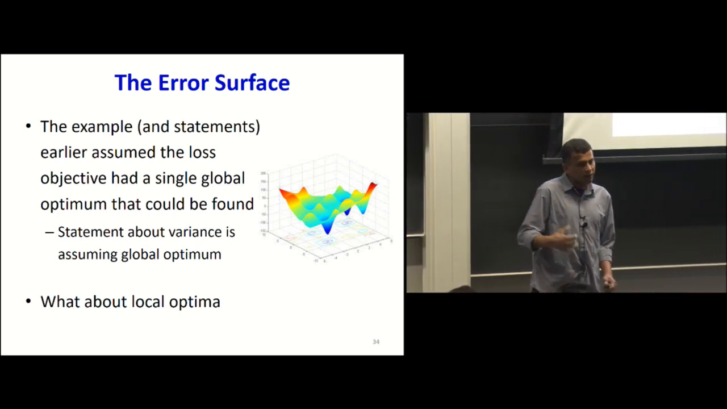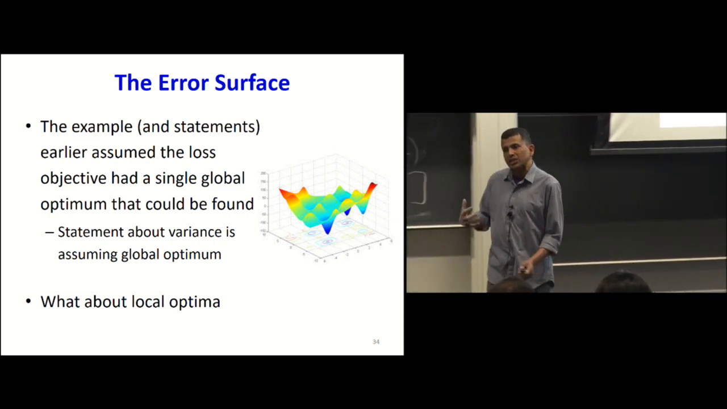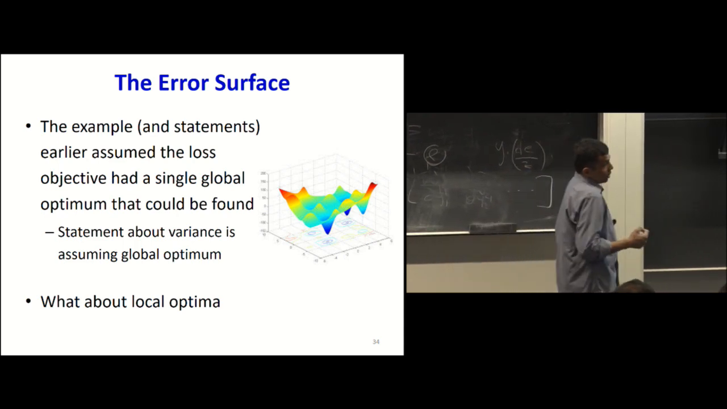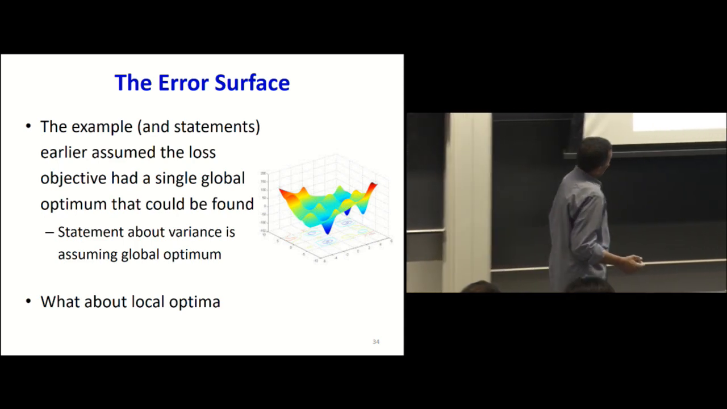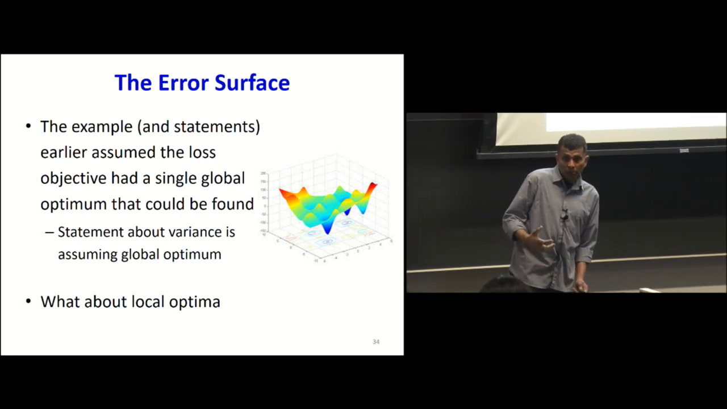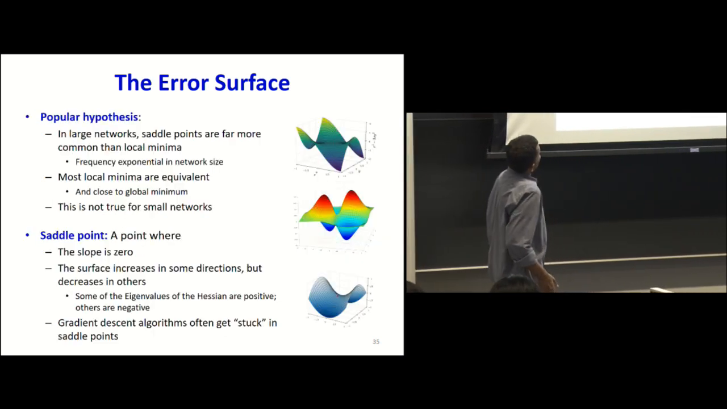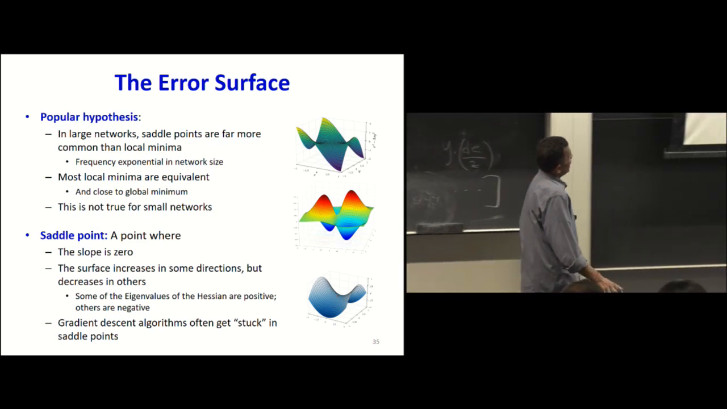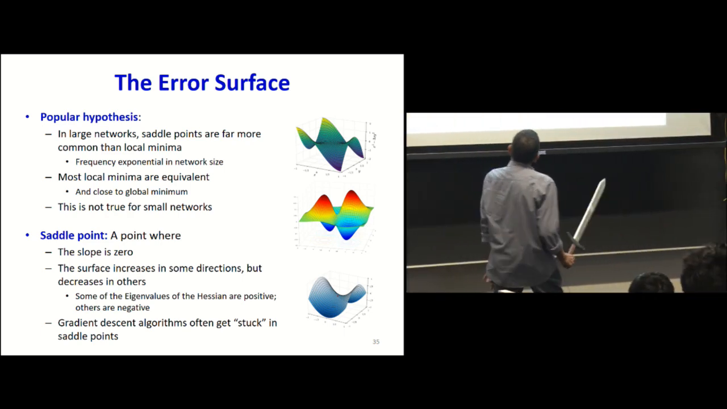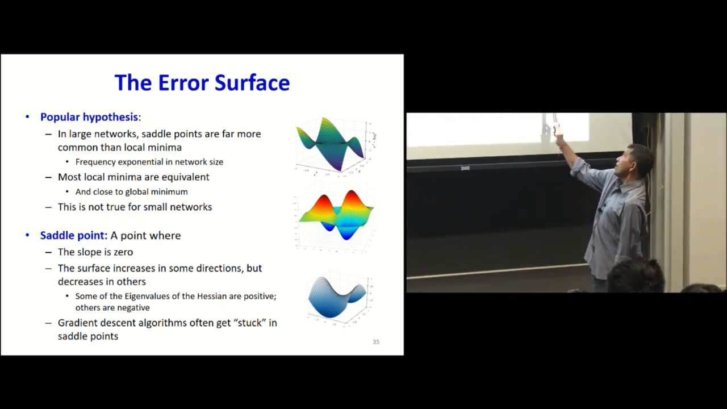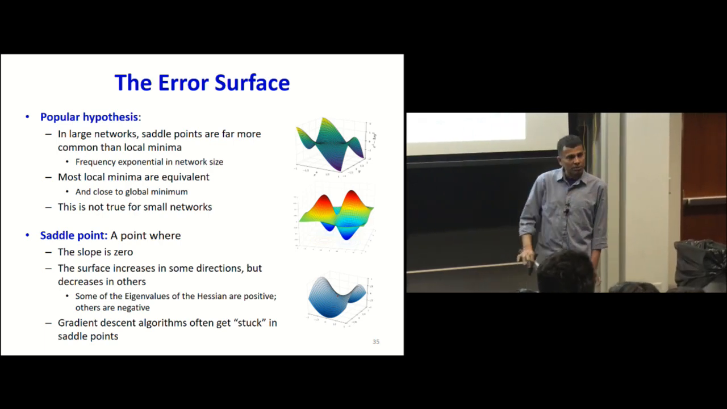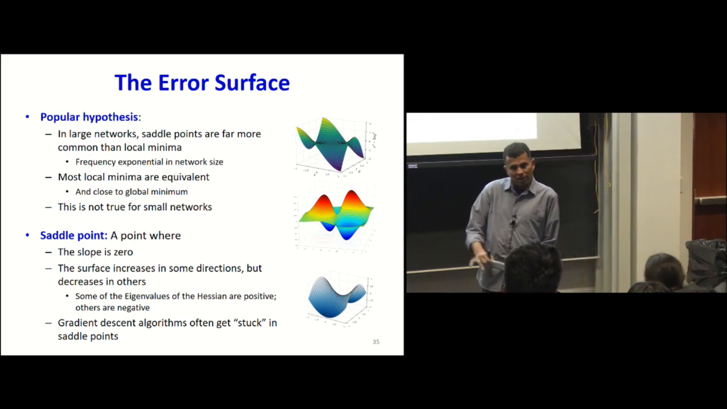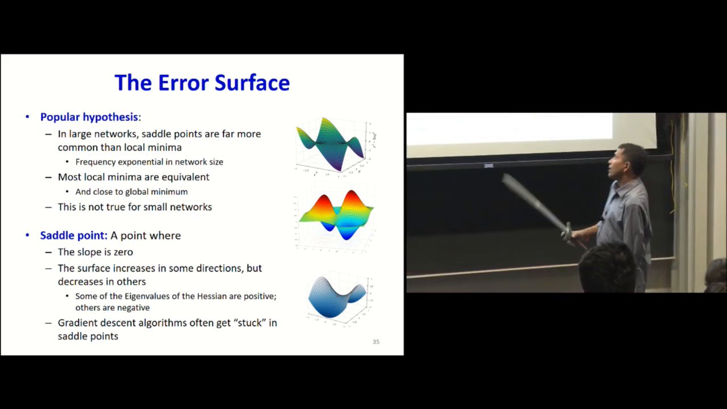So there's been a lot of discussion on what is the shape of the loss function that we actually get when we are trying to optimize a neural network. And does it have local optima? Does it have only global optima? What about saddle points? So it turns out there's lots and lots of discussion and many, many hypotheses. The most popular hypothesis currently is that in large networks, you have many more saddle points than local minima. Saddle points are places where the error is a minimum in one direction, but not a minimum in other directions.